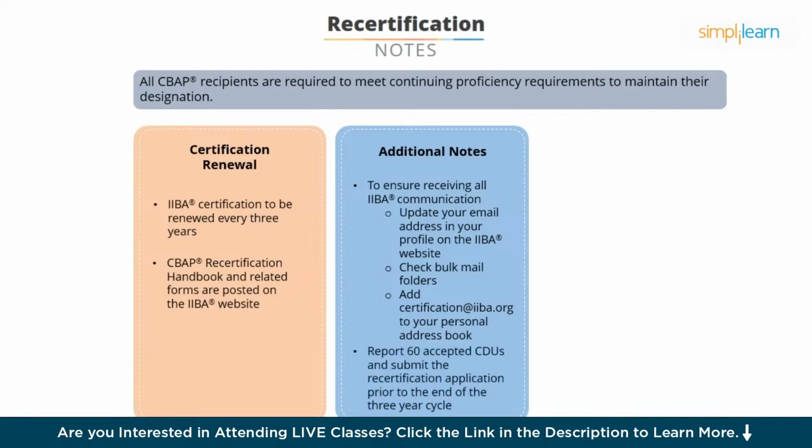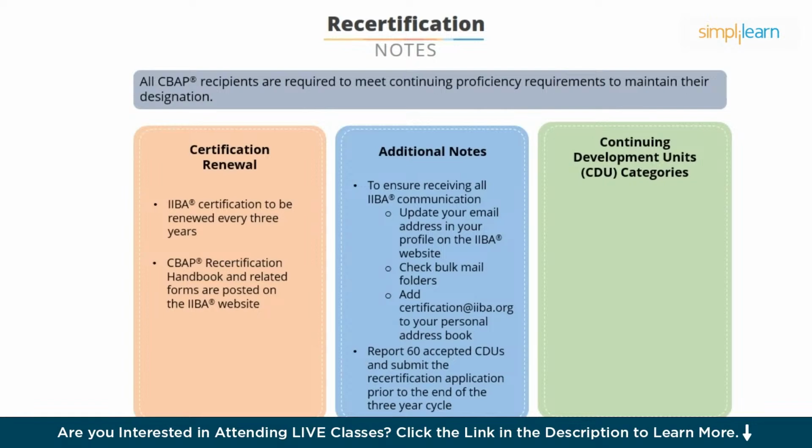CBAP recipients must normally report 60 accepted CDUs and submit their recertification application prior to the end of their 3-year cycle to avoid suspension of their credentials. Continuing Development Units, or CDU. Earned CDUs must be reported using the CBAP CDU reporting form.